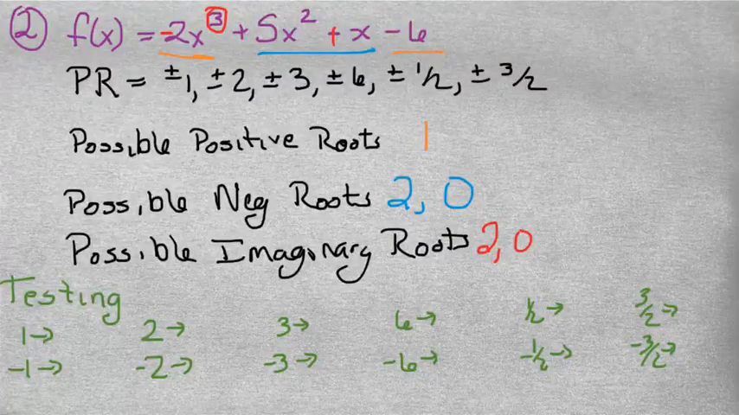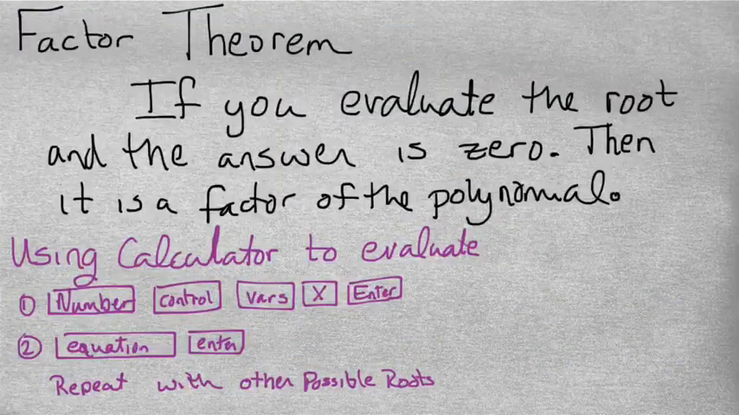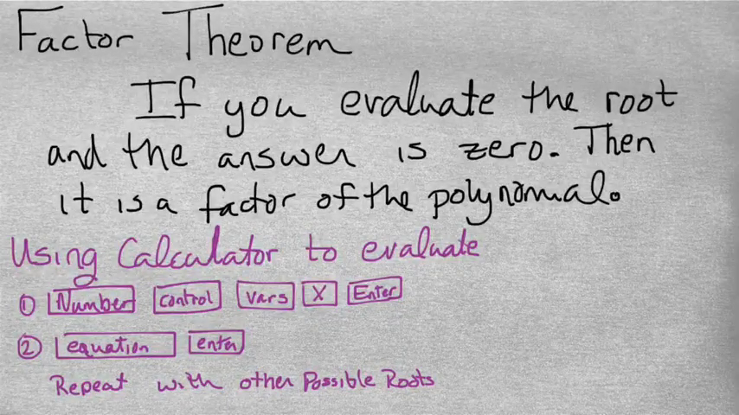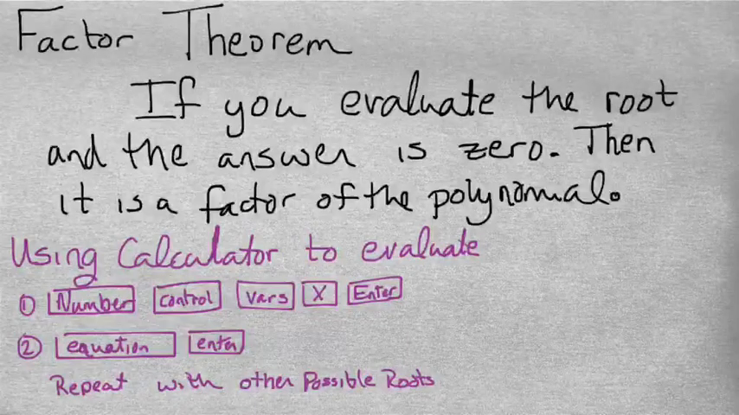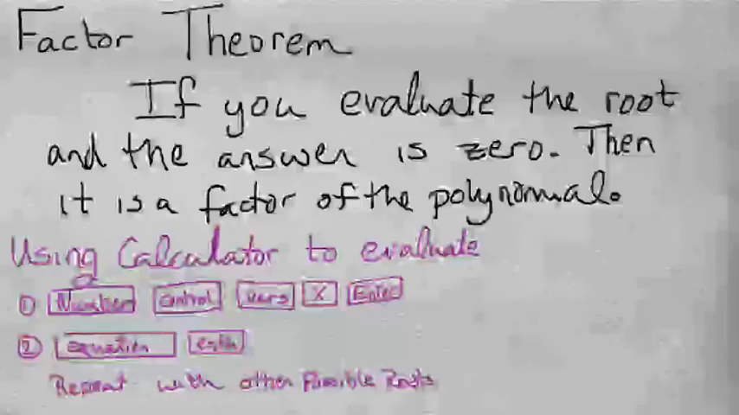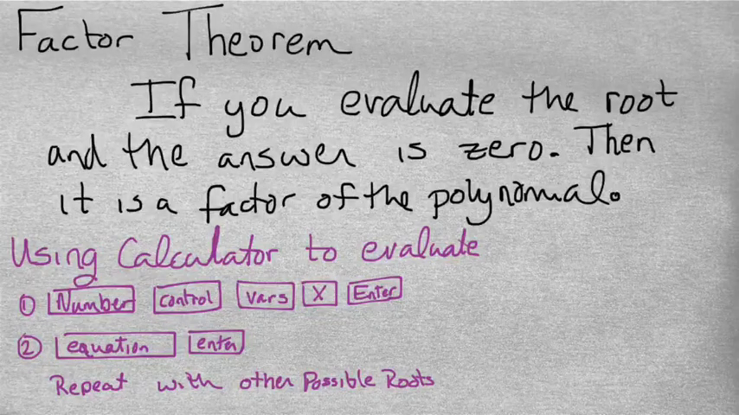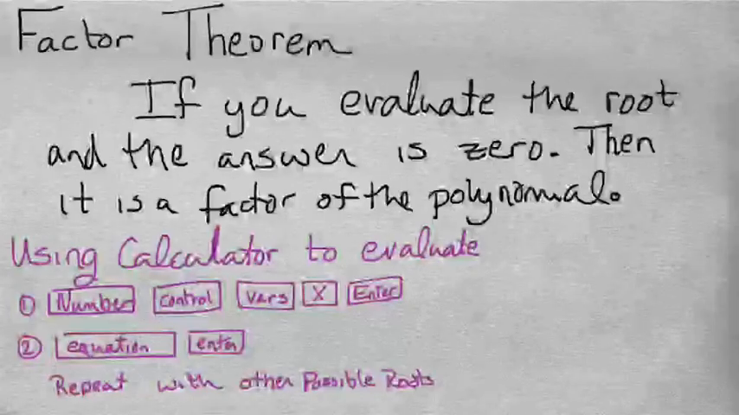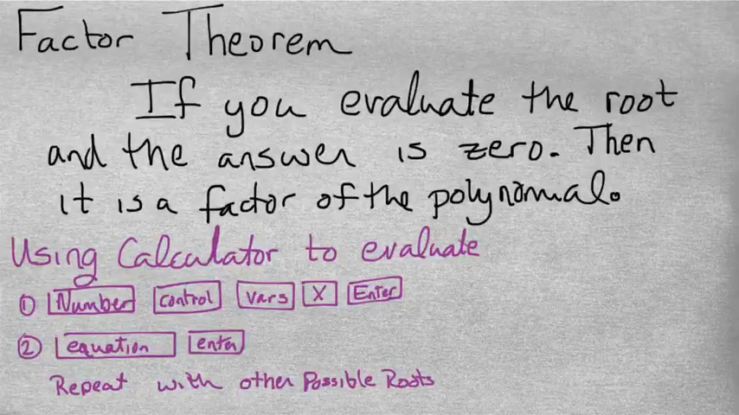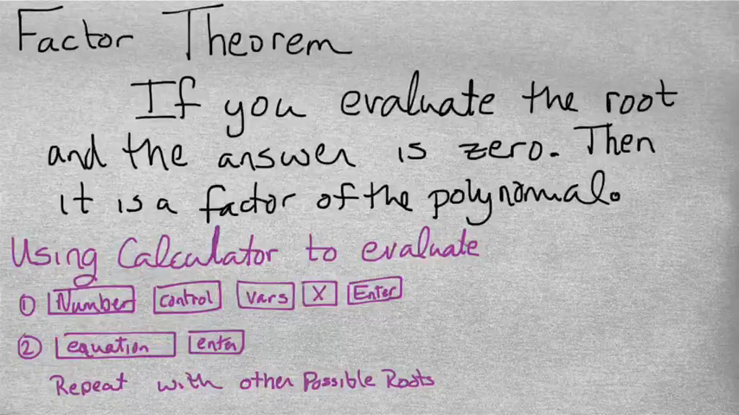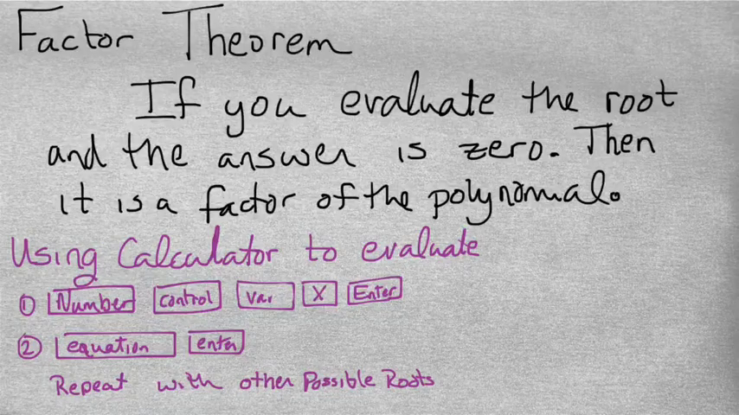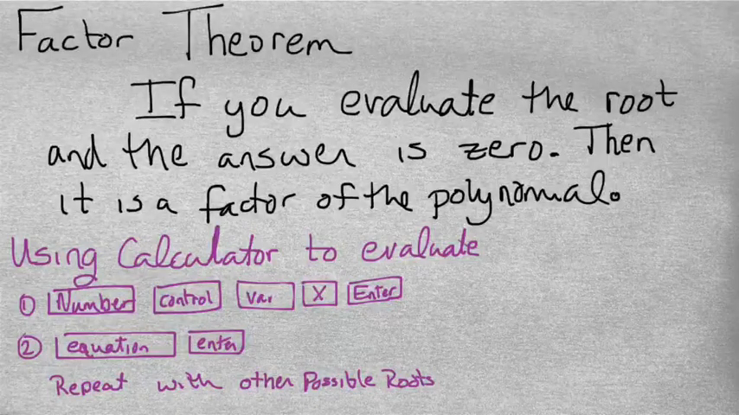Now the factor theorem comes into play. The factor theorem says that if I plug a number into the polynomial and it comes out with 0, then that root will create a factor. And we'll be using the calculator to help us evaluate. So what you'll do is type in the number and then hit Control var, which is the button right above 9, and then you'll hit the X, which is one of the white buttons at the bottom, and press enter. And what we've done is we have now programmed that number into our calculator.